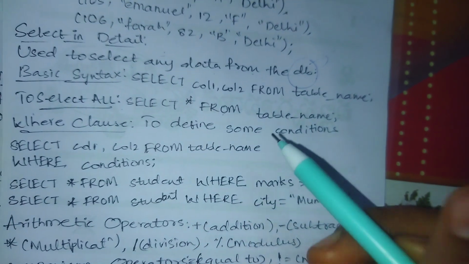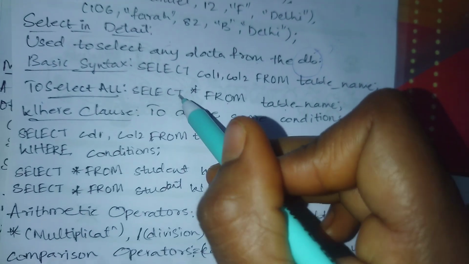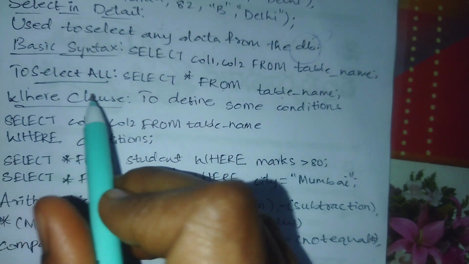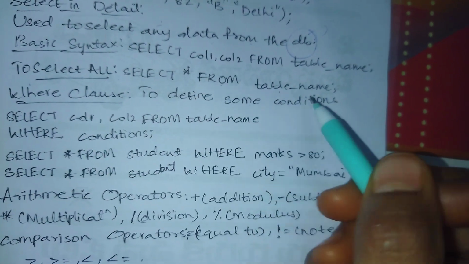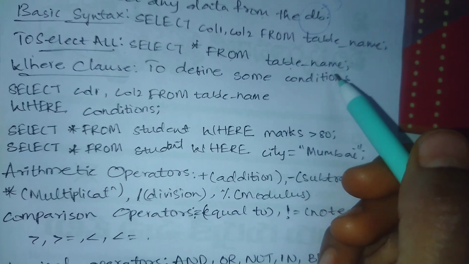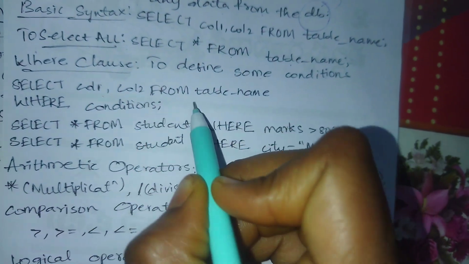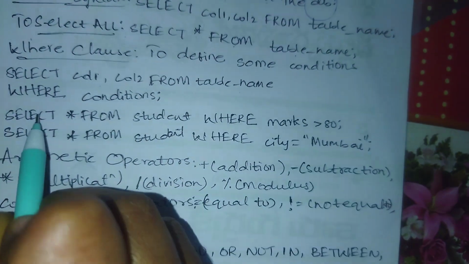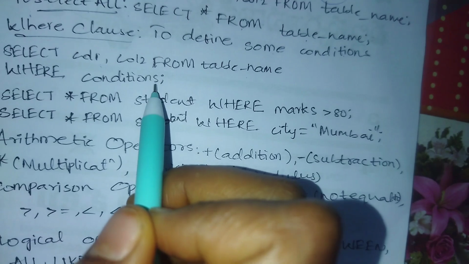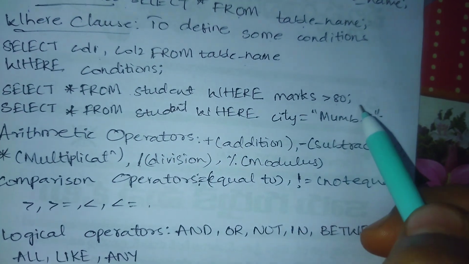From where we are selecting? From table name. We are selecting the value. Where clause is used to define some conditions. Select column 1, column 2 from table name where conditions. Conditions are: select star from student where marks is greater than 80.